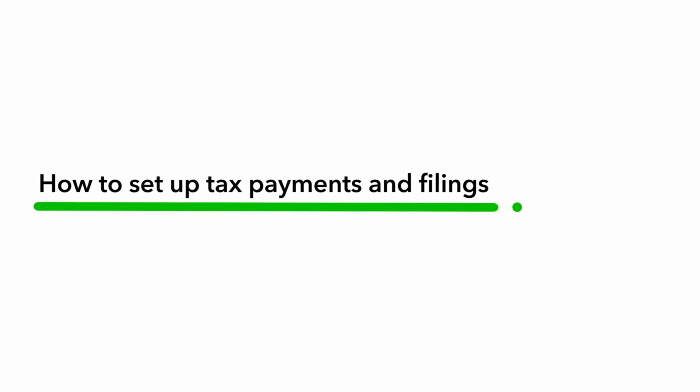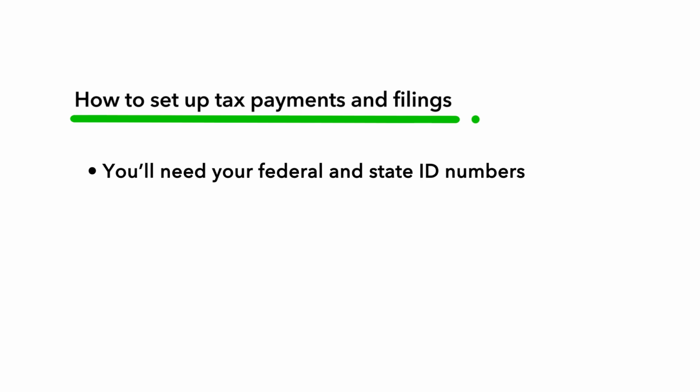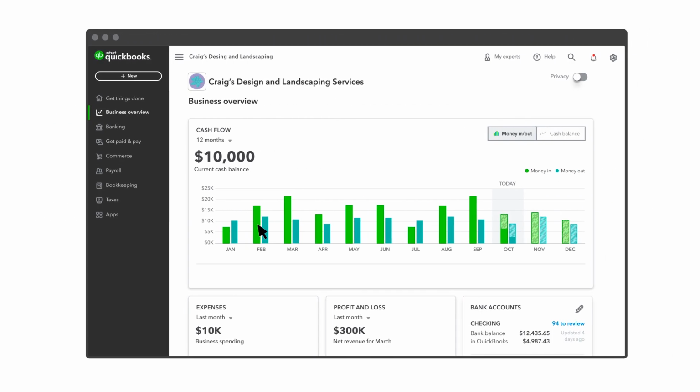If you want QuickBooks to pay and file your payroll taxes for you, you'll need to complete a few tasks to verify your account numbers and e-sign some important authorization forms. Before you start, you'll need your federal and state ID numbers and your principal officer on hand to answer some questions. Let's go over how to finish your setup.